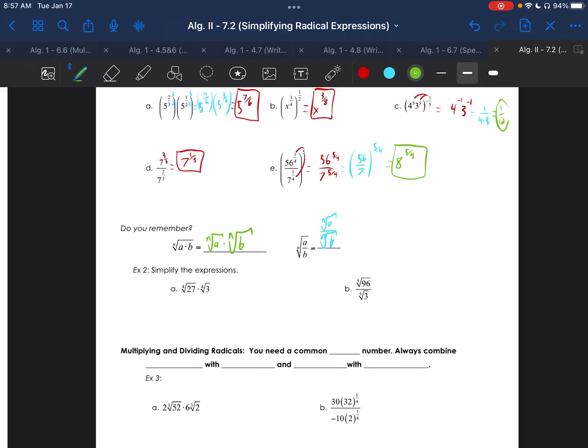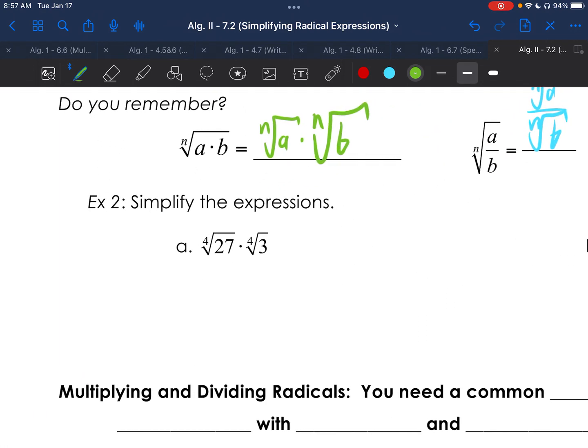So on letter A, the 4th root of 27 and the 4th root of 3. Because they're both the same index number, they're both the same root, the 4th root, we can multiply the 3 and the 27 together, the insides, the radicands, if you will. So you end up getting the 4th root of 81. And conveniently for us, the 4th root of 81 is 3, because 3 times 3 times 3 times 3 is 81.